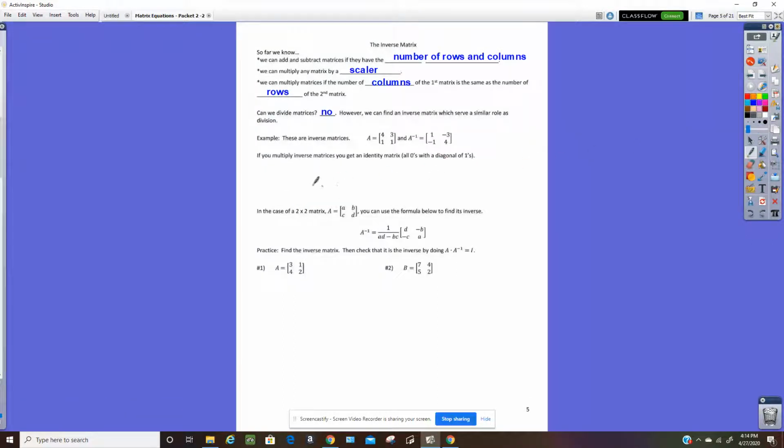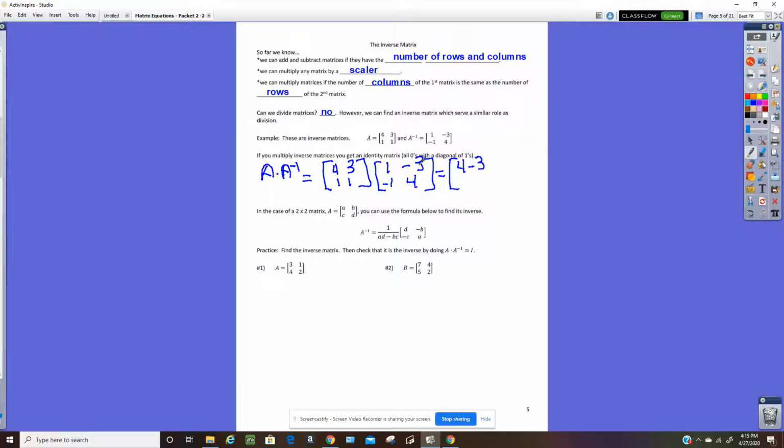Get the pen here. A times A inverse is going to equal 4, 3, 1, 1. And then I'm multiplying by 1, -3, -1, 4. So the row times column. So 4 minus 3 in this entry right here.